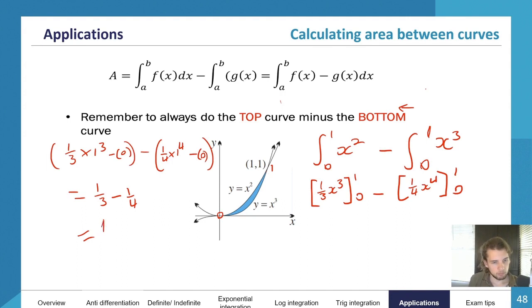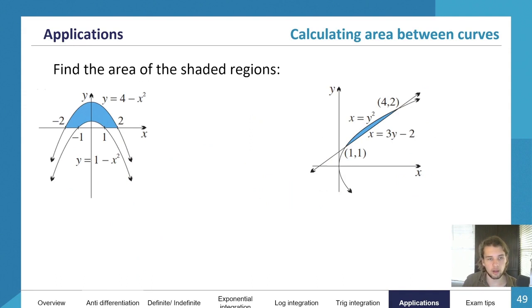Which would be 3 over 12 minus 4 over 12. Other way around. 4 over 12 minus 3 over 12 is equal to 1 over 12. So that's our idea. Basically, we find the area underneath the top one, which would be all this area, and then we find the area underneath the bottom one, which would be a little less area, and then we subtract the bottom area from the area underneath the top one, and that gets us our overall area.